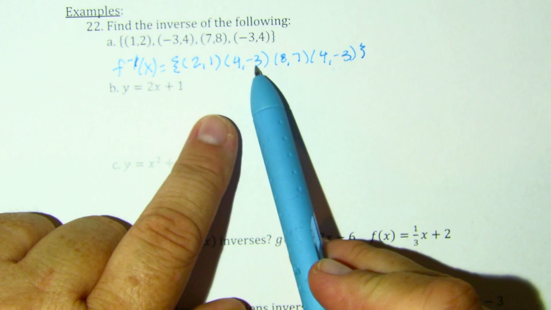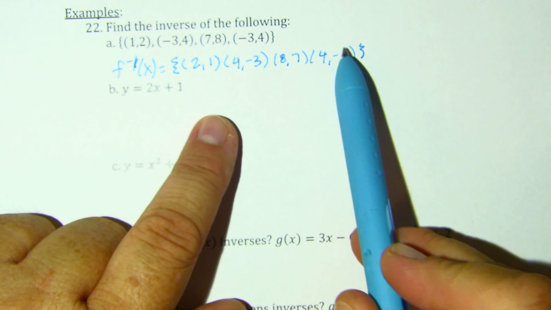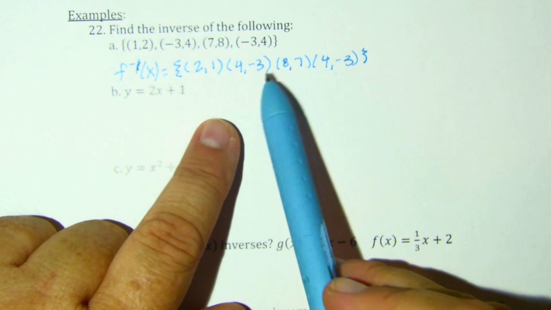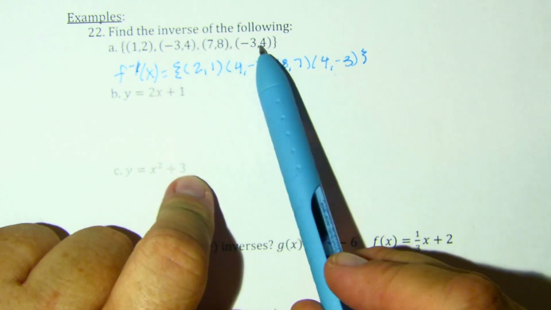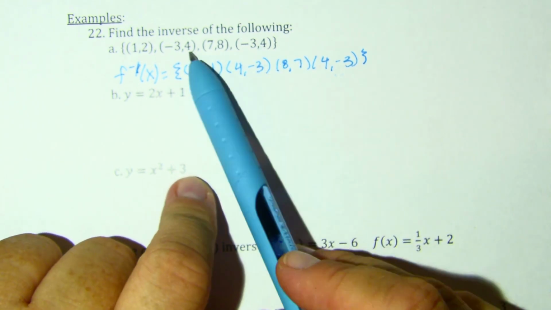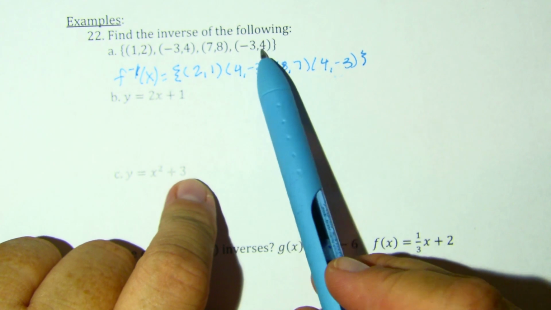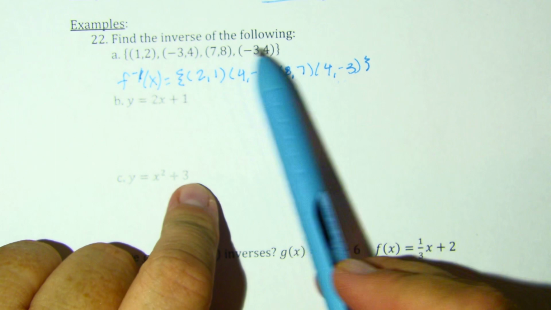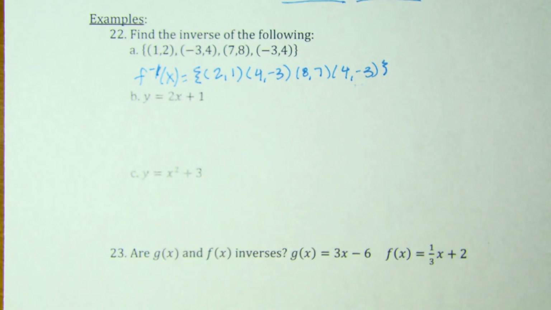4 matches with -3 and 4 matches with -3. It's not matching with a different x value or y value. It's matching with the same one. So even though this point's listed twice, it's just being repetitive. It's just redundant. It would be different if -3 matched with a different y value. So the fact that the -3 repeats or the fact that the 4 repeats doesn't make this not a function.